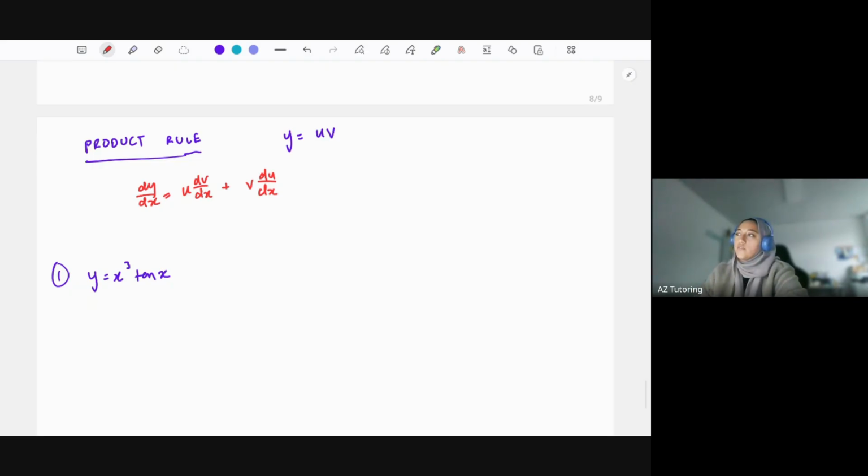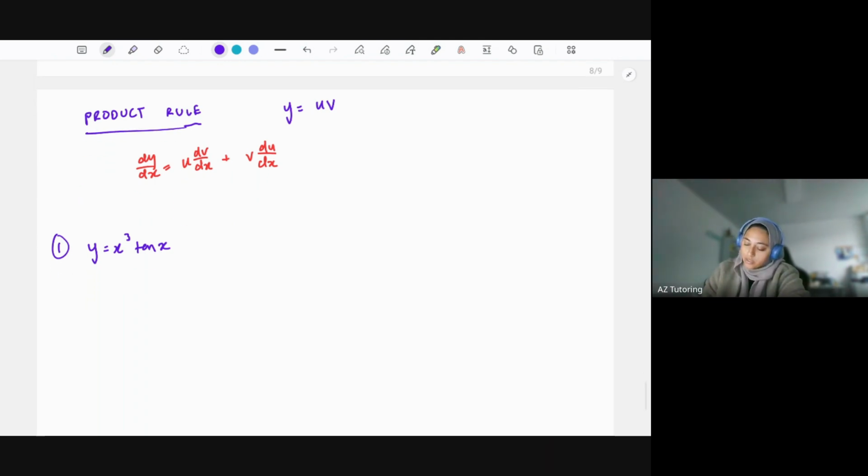Pretty sure they give that in your formula booklet, but you tend to memorize it the more you keep practicing it anyway. Okay, so let's use the product rule to do this question. I'm going to let y equals u times v, where u in this case is x cubed, and v equals tan x, because I'm doing x cubed times tan x. So that's my u and that's my v. Now I need to differentiate each of these.